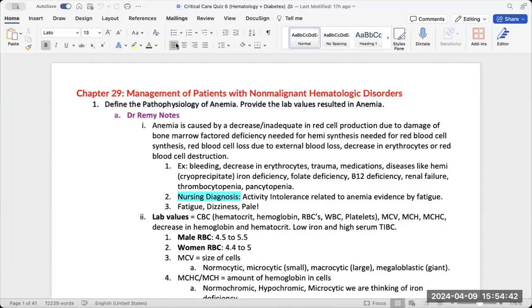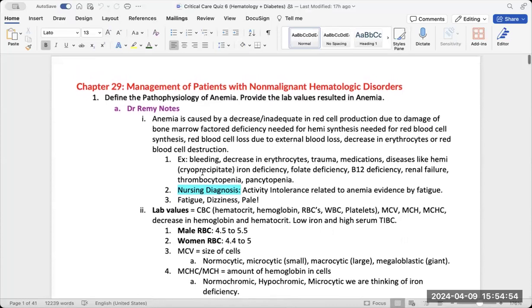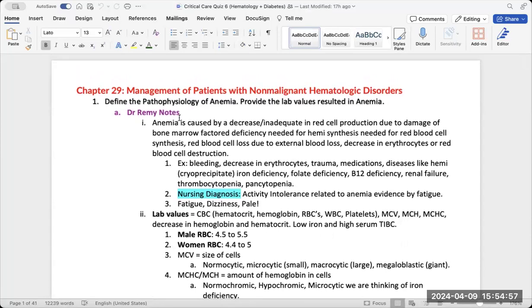Okay, so the first question is to define the pathophysiology of anemia and provide the lab values that result in anemia. What I like to think about when I think about anemia is that there's a decrease in hematocrit, right? And there's a decrease in hemoglobin. So when I think of those things as my go-tos, I have to think about, well, why? Because she wants to know why that happens.